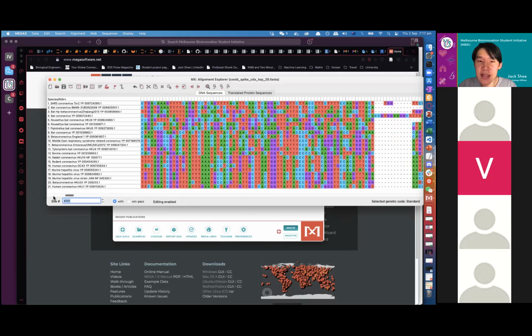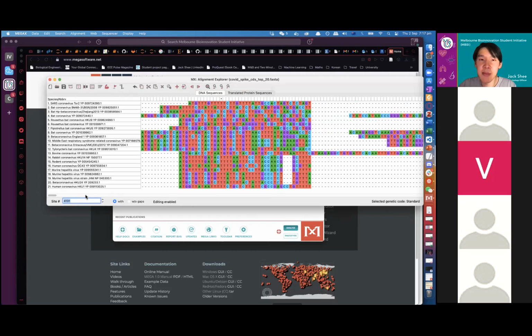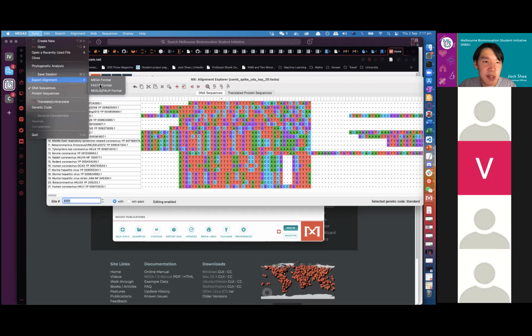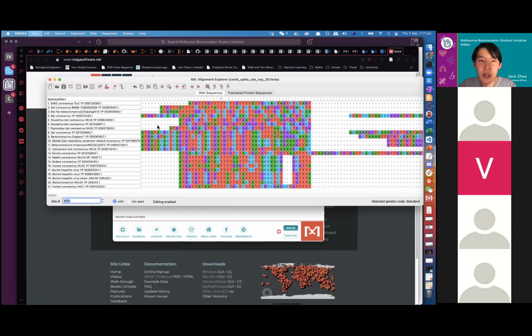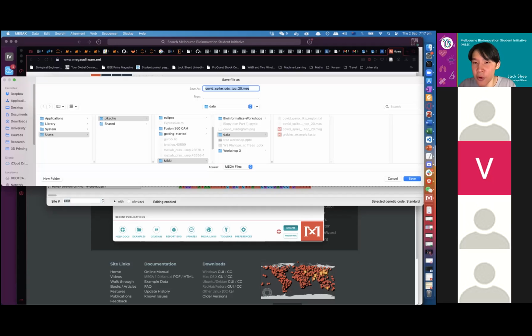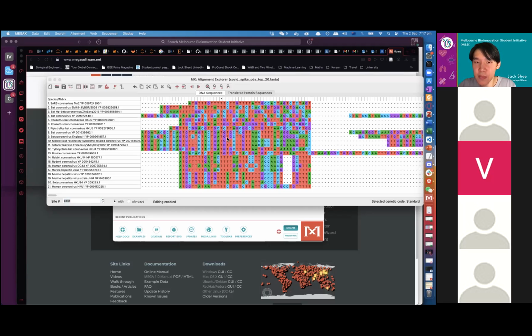Okay, so this alignment is the multiple sequence alignment. This is basically the input to creating a distance-based tree or a character-based tree. We're going to now save this alignment. So you export it as a MEGA format, which is required for the next step. So I'm just going to save it. I've already produced something, so now I'm going to just exit.